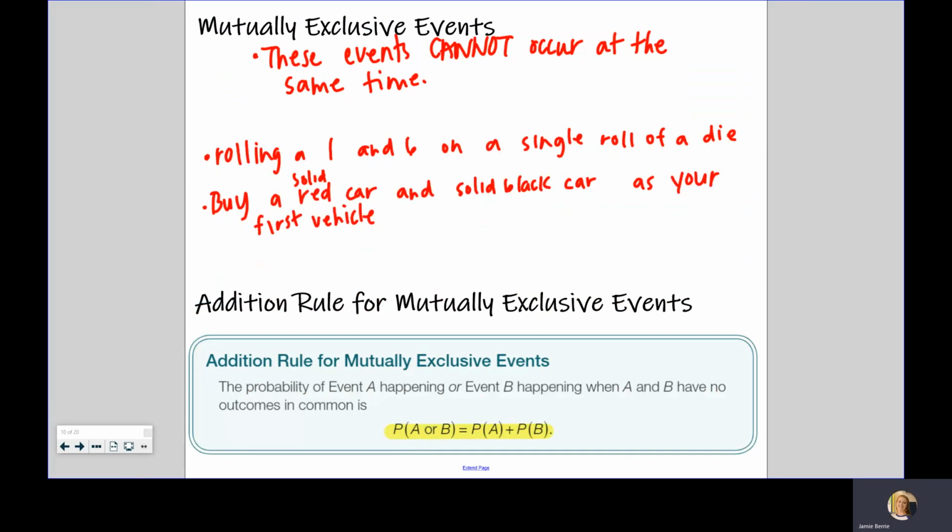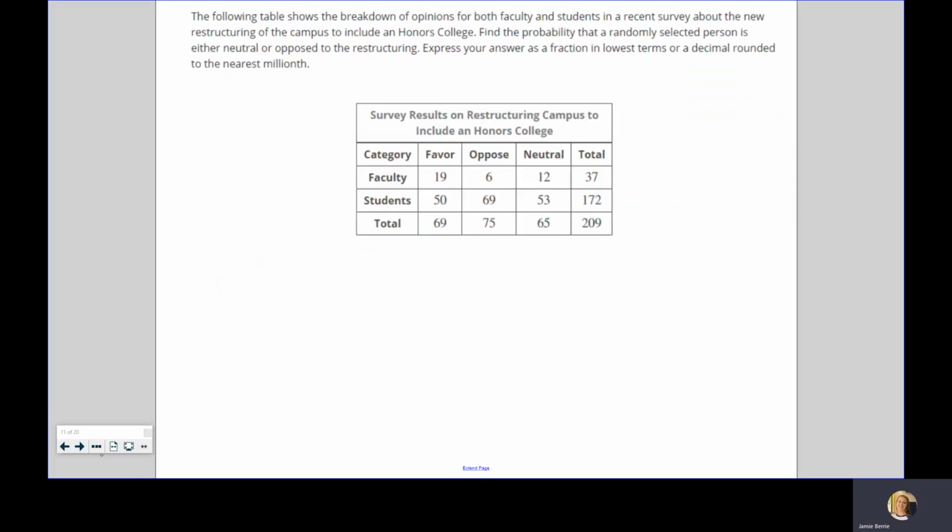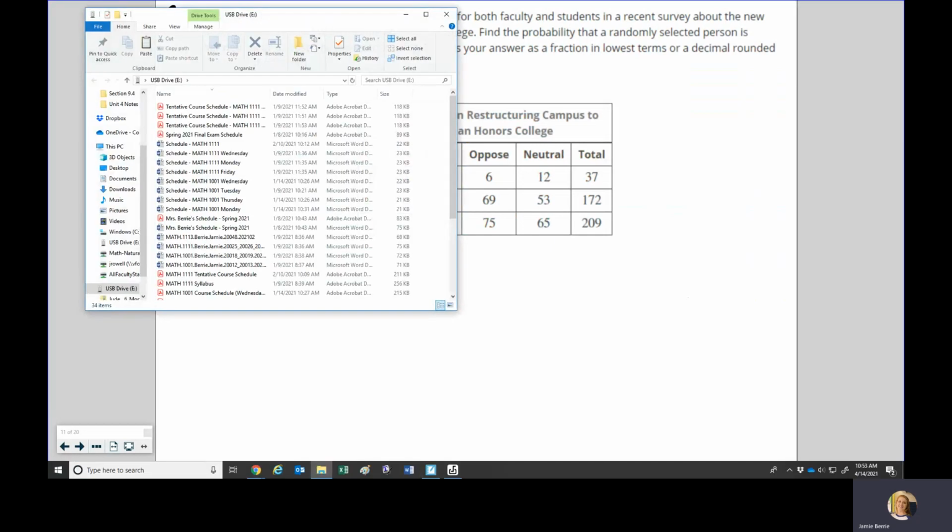All right, so let's look at another example. This is number 3, I think. The following table shows a breakdown of opinions for both faculty and students in a recent survey about the new restructuring of the campus to include an honors college. Find the probability that a randomly selected person is either neutral or opposed to the restructuring. Express your answer as a fraction in lowest terms, or as a decimal rounded to the nearest millionth.